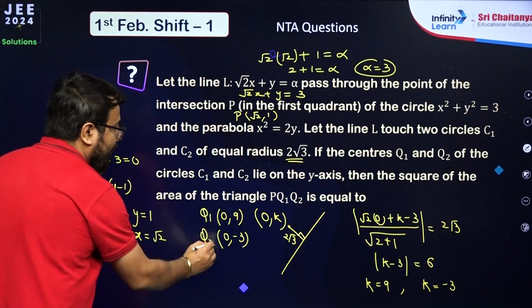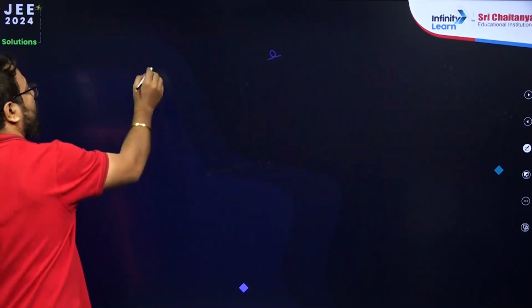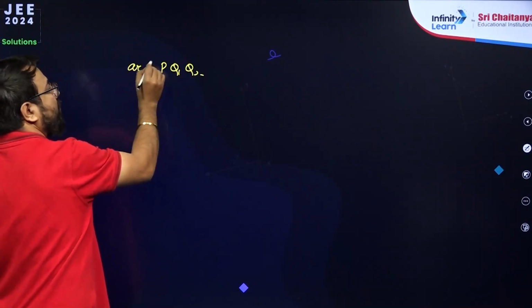Now what are they asking? They are asking to get the area of triangle PQ1Q2. So the PQ1Q2 area we need to determine.